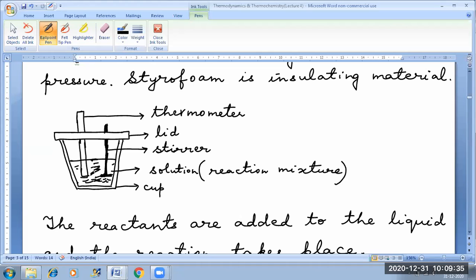Liquid is filled till here. Right, till here you have the liquid. So above the liquid it is empty, and that is why we are calling it ambient pressure. So it's a constant pressure calorimeter. The pressure is constant because it is ambient pressure acting on the reaction. This liquid contains the reactants and products formed. The thermometer is used to see the change in temperature.